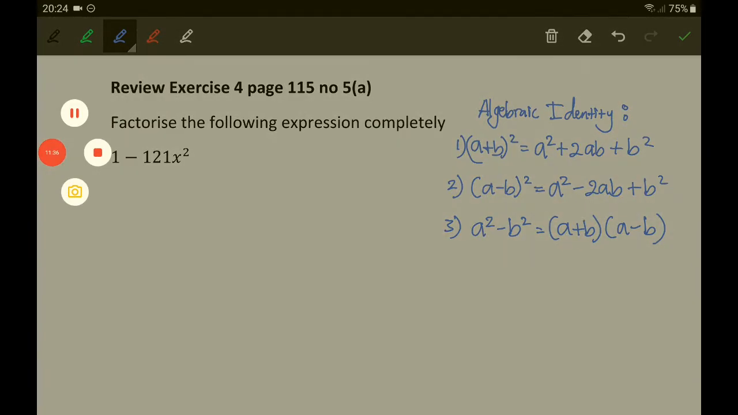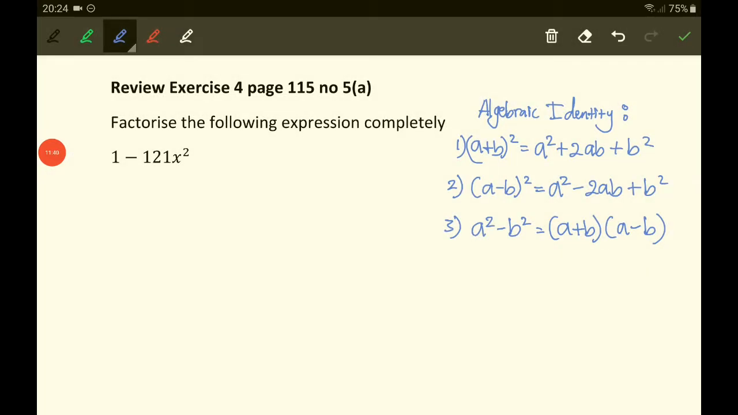Okay, now is question number 4. Review Exercise 4, page 115, number 5a. We need to factorize the expression completely. This expression is short but special. I want you to remember the algebraic identities. Basically we have three algebraic identities.